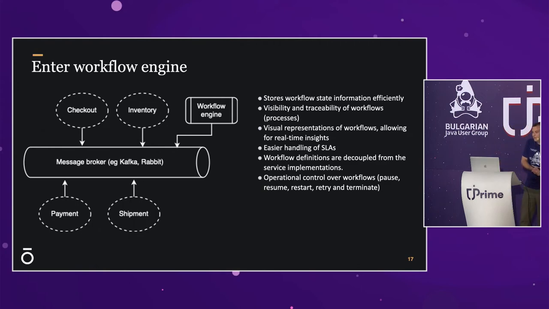Finally, workflow engines give you operational control over workflows, so you can start, stop, resume, retry, restart, etc. For example, say that you ordered something from Amazon and it didn't arrive. Somebody can just go and restart the process from the point in time after your payment, and it doesn't matter how complex this would be. It's very easy if you have this operational control.